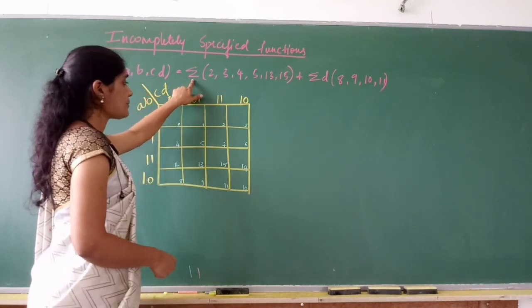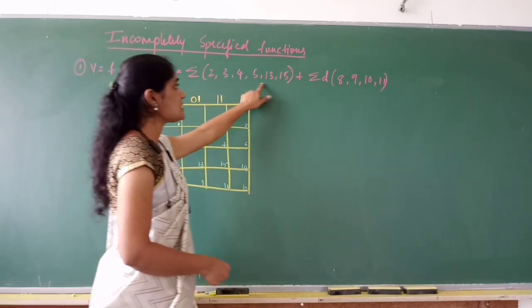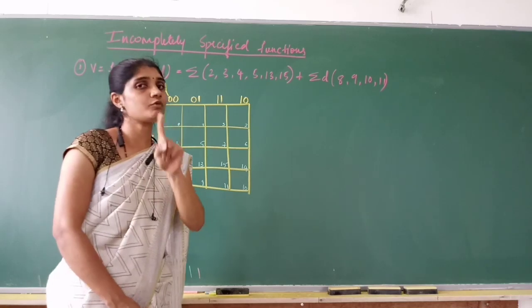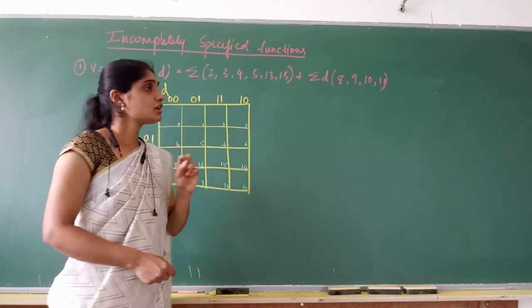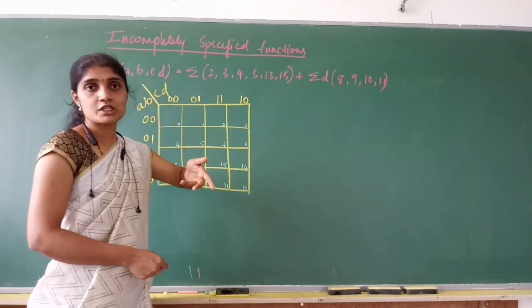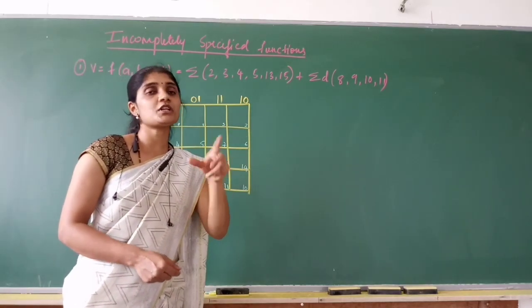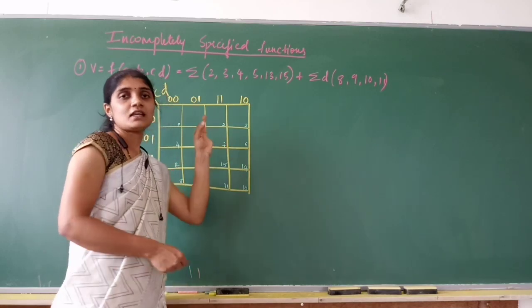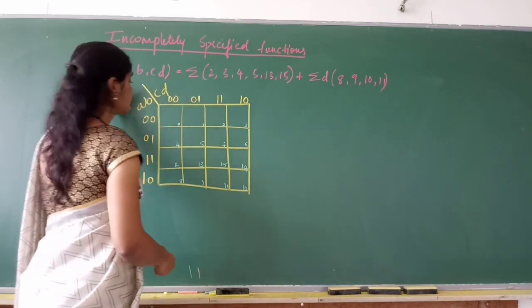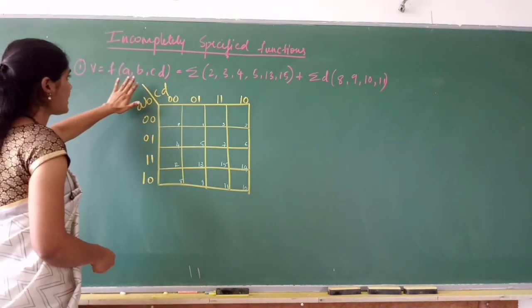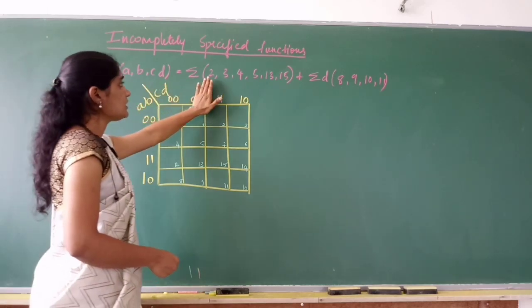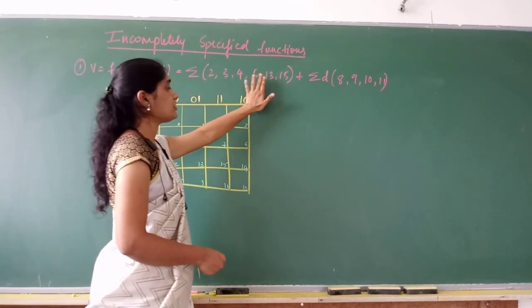So now I have written summation here. That means for these input combinations, output is 1. That is what the meaning of min term. What about the remaining combinations? Till now we were assuming that the output is 0. But in case the question is given like this. The question is f of a, b, c, d is equal to summation min term 2, 3, 4, 5, 13, 15.